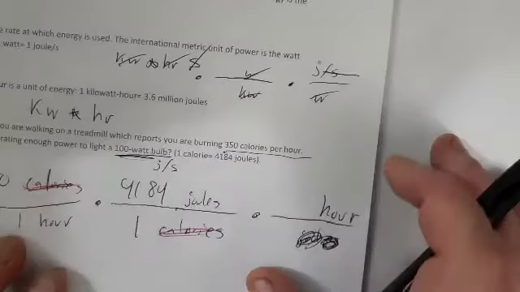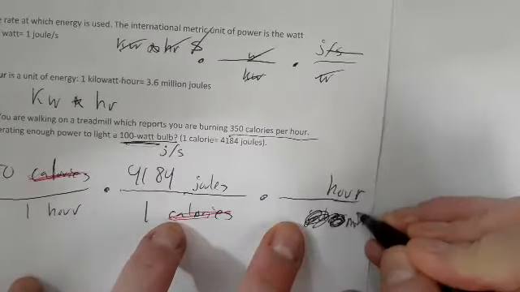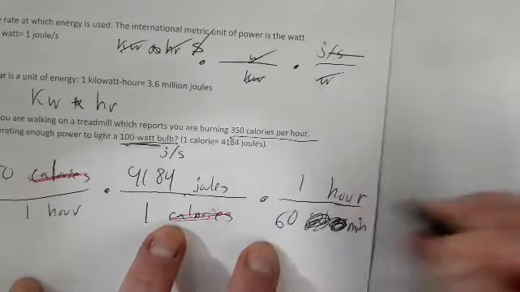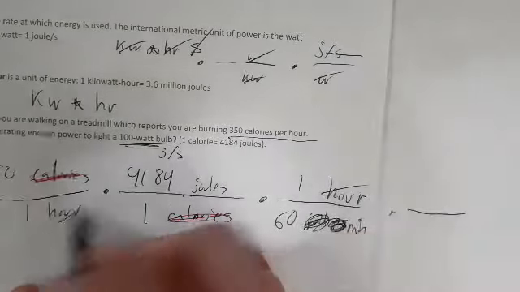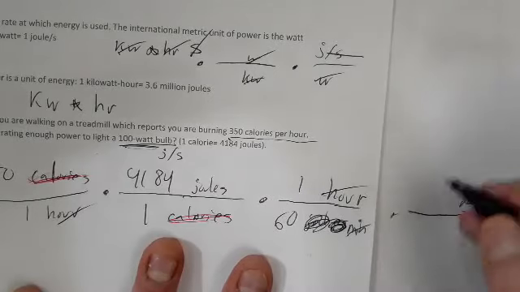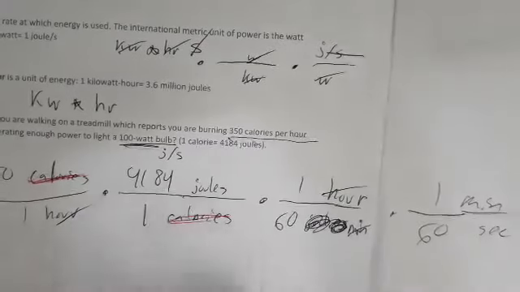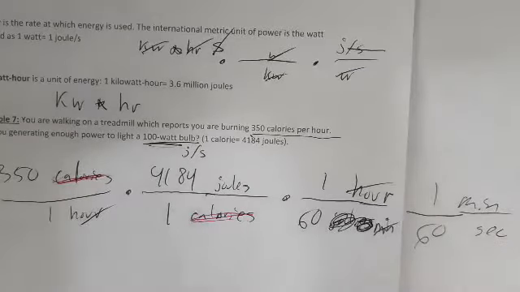So I have hours on the bottom, I have to put hours on top. I have to put minutes. 1 hour is 60 minutes. Minutes to seconds. Minutes. Multiplied by 4184. Which is going to give me a rather large number.